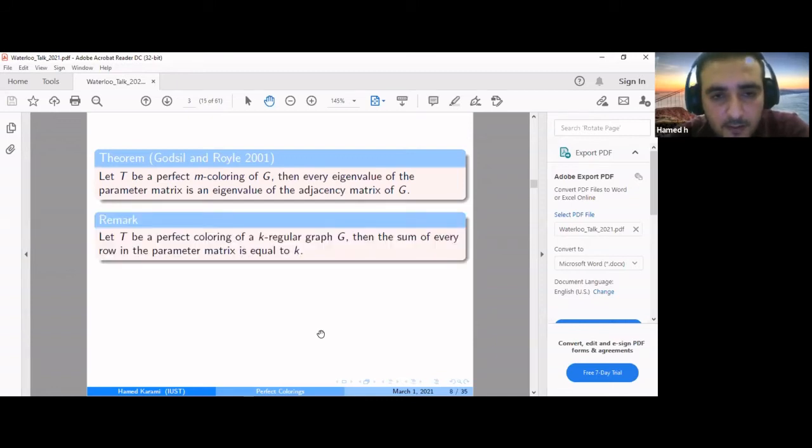The next remark is about the sum of every row. Let T be a perfect coloring of a k-regular graph G, then the sum of every row in the parameter matrix is equal to k. It is easy to prove. For example, for a perfect coloring with the matrix (a, b; c, d), consider a white vertex. It has k adjacent vertices, that a of them are white and b of them are black. So a plus b is equal to k.